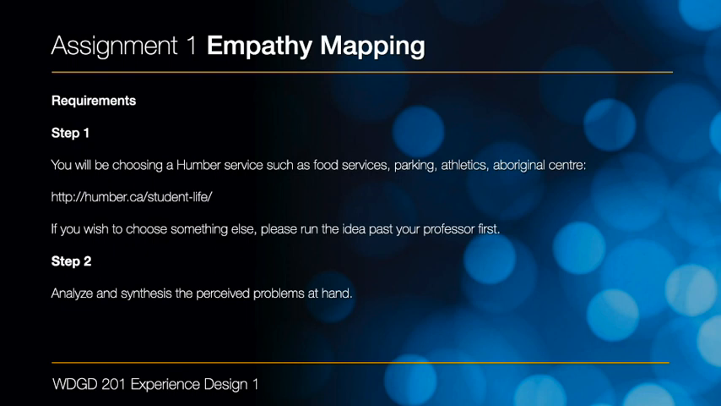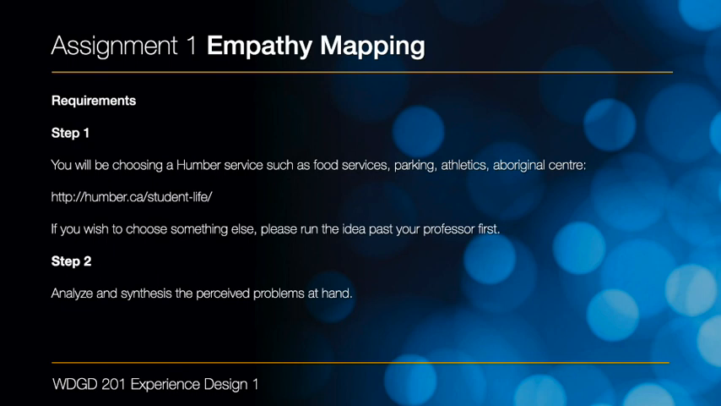Step 1, you'll be choosing a Humber service such as food services, parking, athletics, Aboriginal Center. If you wish to choose something else, please run the idea past your professor first. I am okay with you doing something else. I would suggest you do something that you have a personal interest in and something that is problematic, right?